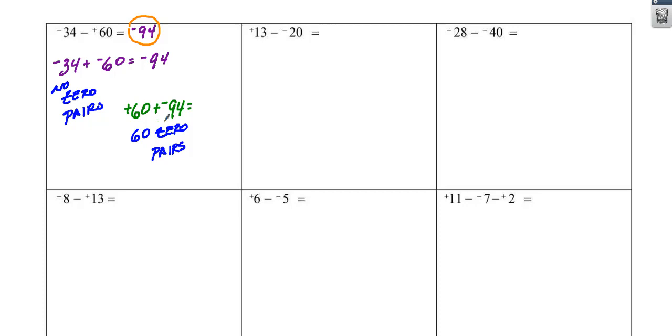And then, since you have 60 zero pairs here, these 60 cancel out 60 of those, and they leave 34. And since that is this number, since those now match, I know I did it correctly. And I'll try to do a little smiley guy to show I did it correctly. So that's what I'm going to do on each of the problems.